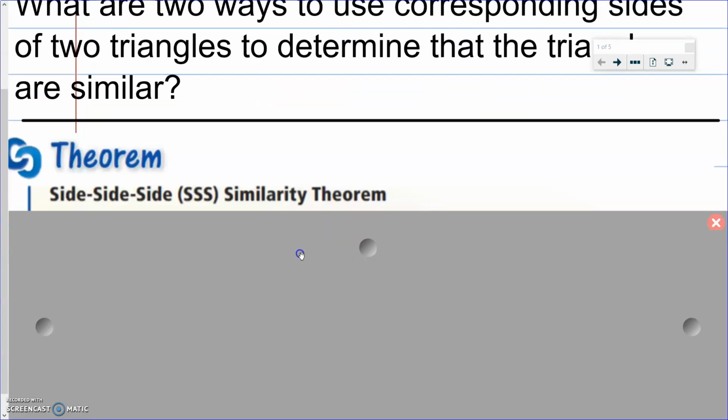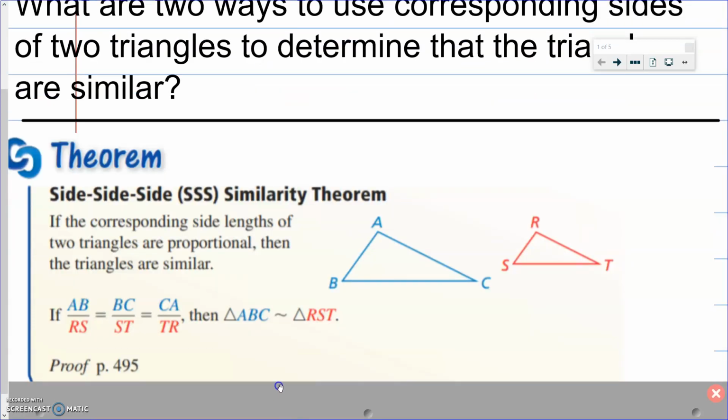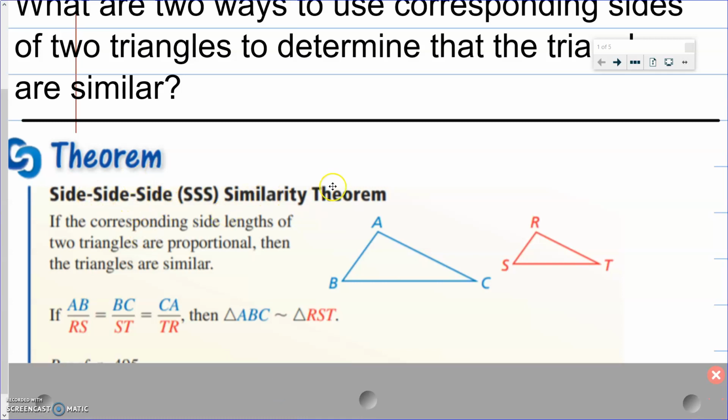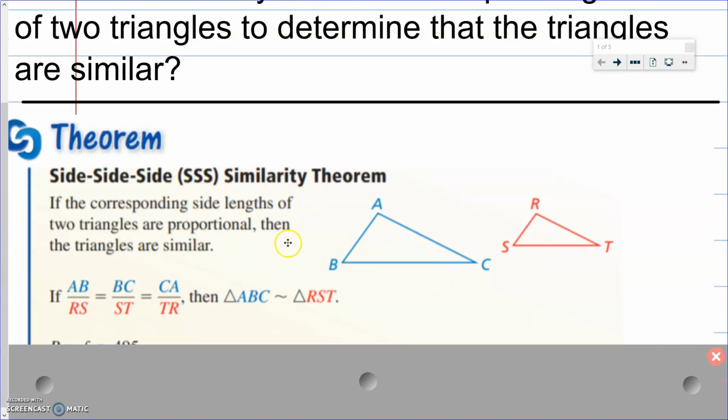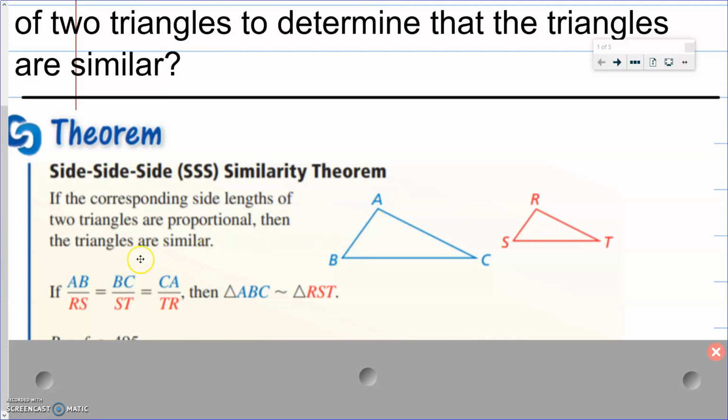Our first theorem states that side, side, side will give us similarity. If the corresponding side lengths of two triangles are proportional, then the triangles are similar. So we have ABC and RST. If AB over RS equals BC over ST, and that equals CA over TR, and they all give you the same proportion, ratio, or fraction, then we can say that triangle ABC is similar to RST. So let's look at an example.